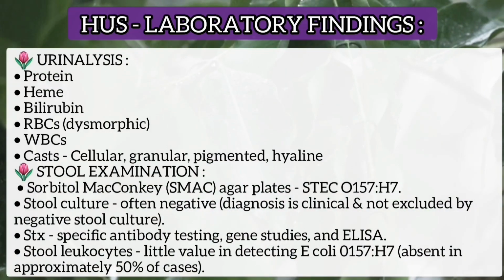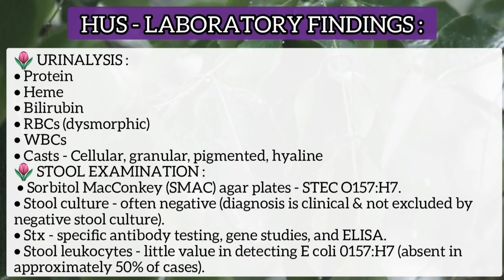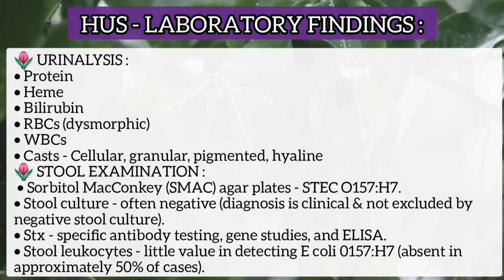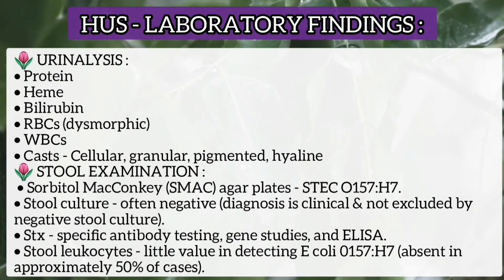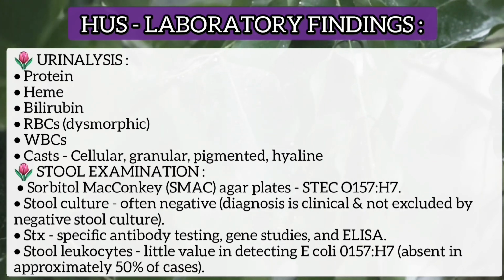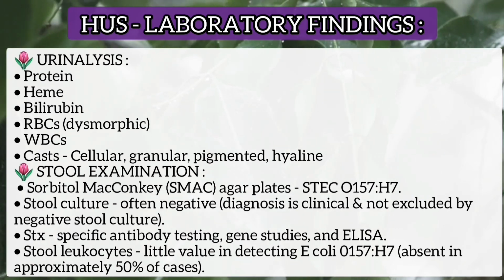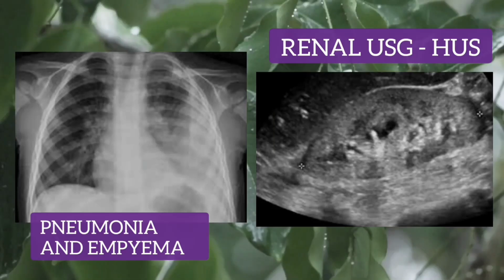Now, in urine analysis, measurement of protein, heme, bilirubin, RBC, WBC, and casts should be done. In stool examination, special culture plates are the sorbitol-MacConkey agars, which are used for E. coli O157:H7, but the culture is usually negative. Now, Shiga toxin specific antibody testing, gene testing, and ELISA are available, but these are rarely used for the diagnosis because the diagnosis is usually clinical. Stool leukocytes also have a little value in detecting E. coli infection.